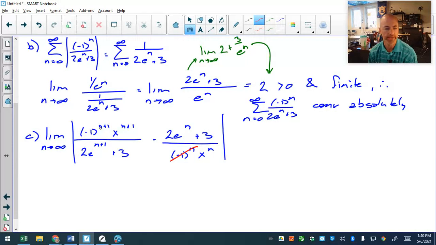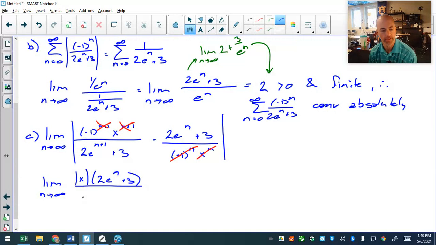So (-1)^n will cancel all of those. The absolute value will get rid of that -1. I will have one more x on top than I have on bottom. And so I'm left with the limit as n goes to infinity of the absolute value of x times 2e^n + 3 over 2e^(n+1) + 3. And let's talk about this one for a little bit.